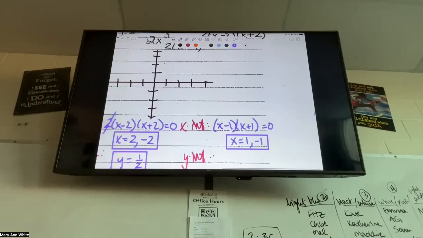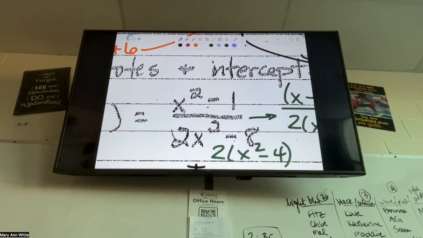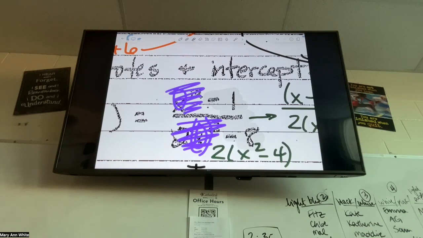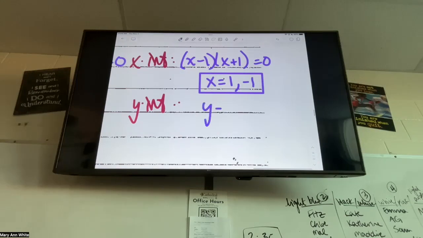And then now for our y-intercept, I like to go back to the very beginning, to the original problem. And I look here, if you plug 0 in for x, 0 squared is just 0. So I've got minus 1 on top. And then 2 times 0 squared is still just 0, so I get negative 8. So my y-intercept is negative 1 divided by negative 8. Positive 1/8. Very good. Y equals positive 1/8.